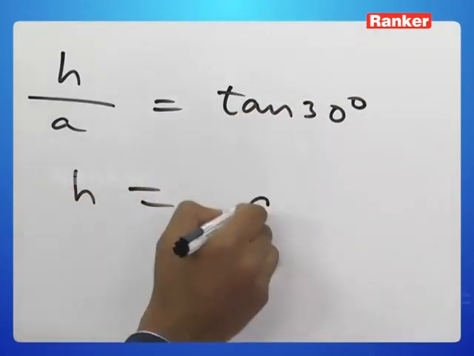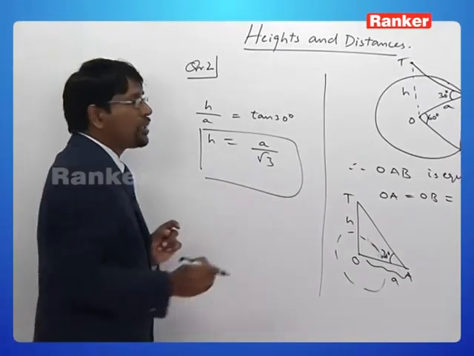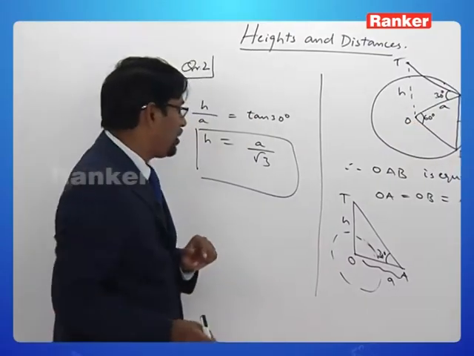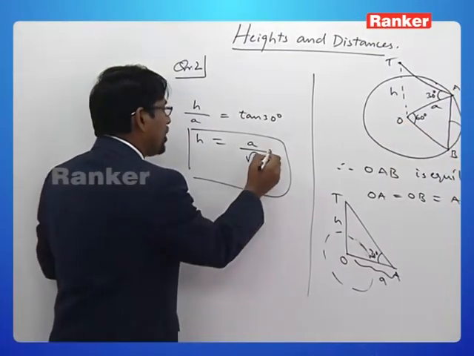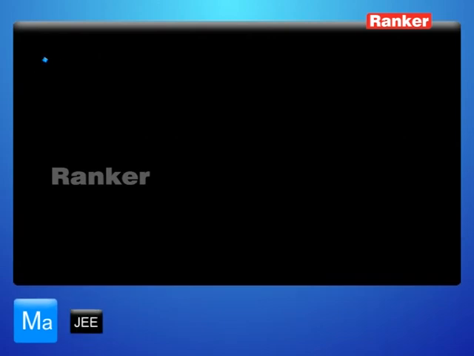So H has to be A tan 30, that is A by root 3. So the height of the tower, which is situated at the center of the park, will have to be A by root 3 meters, and the right option is option 3. Option 3 is the right answer. Let's move to the next question, question number 3.